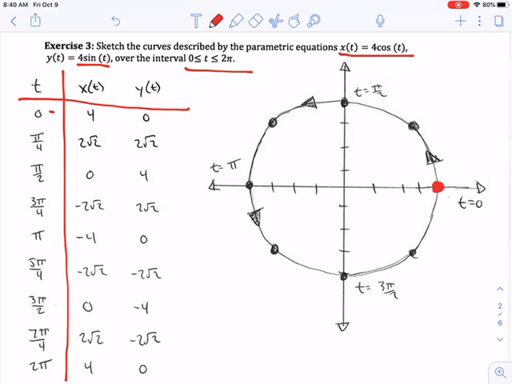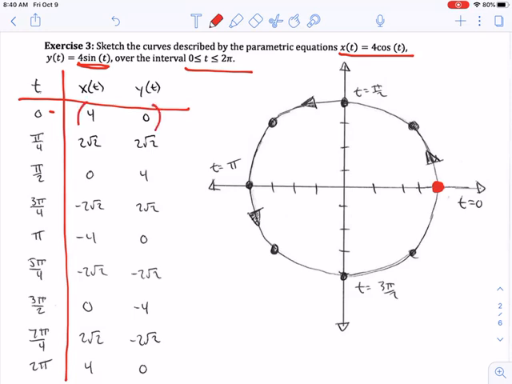Evaluating x sub t. So you have x sub 0 is 4 times the cosine of 0. Well, the cosine of 0 is 1, and 4 times 1 is 4. Y sub t, we have 4 times the sine of 0. The sine of 0 is 0, times 4 is 0. So we have our first ordered pair, 4, 0.